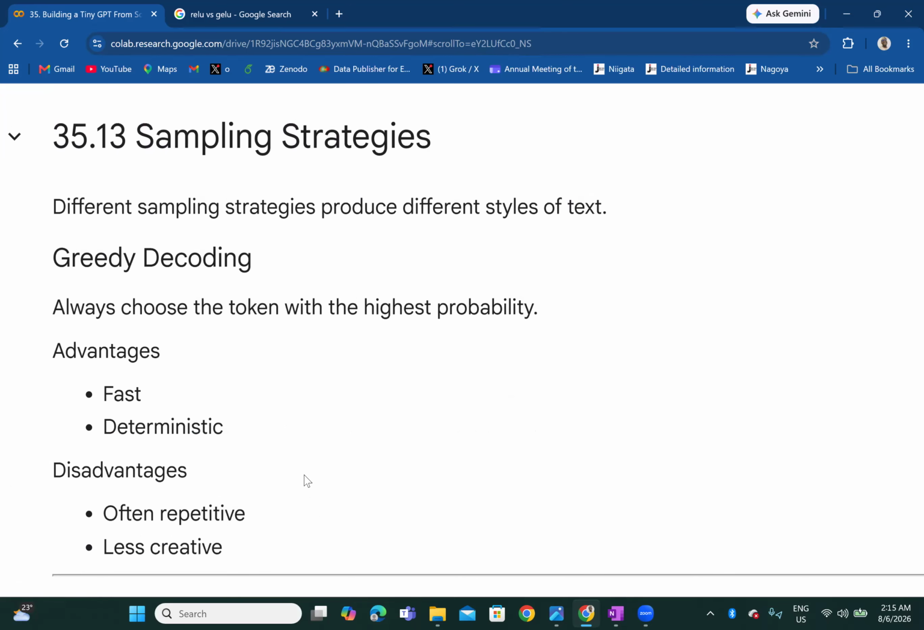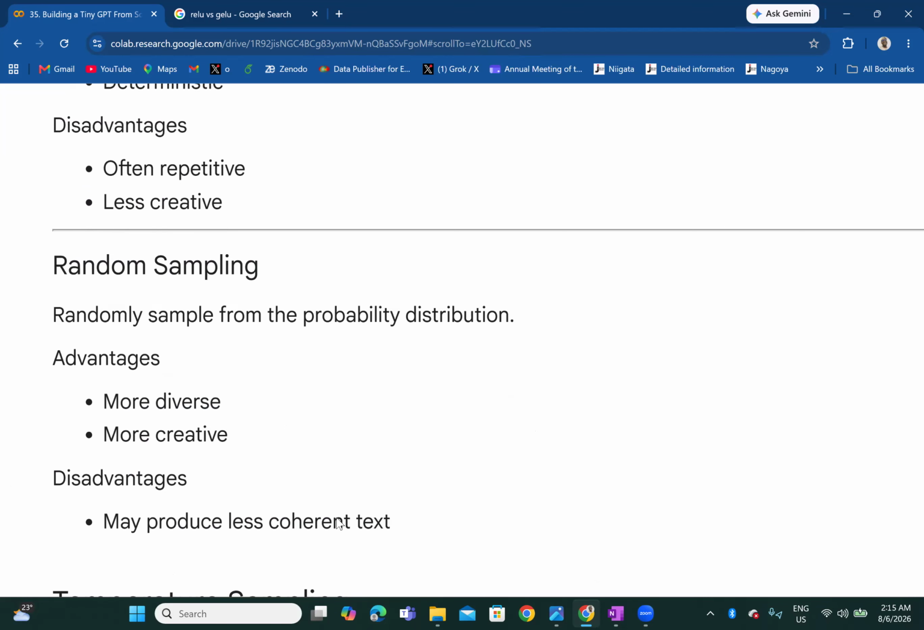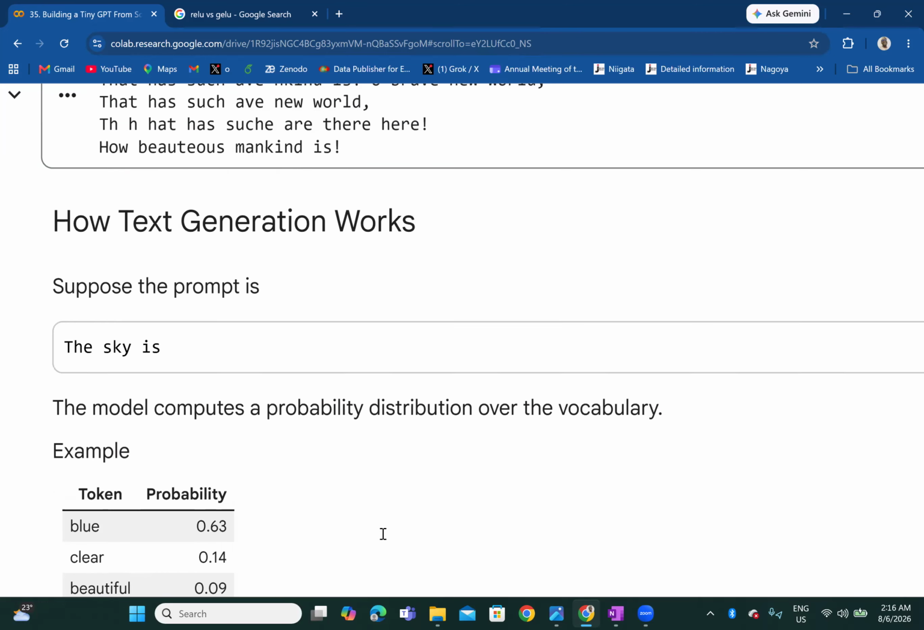And then we have sampling strategies. So different sampling strategies produce different styles of text. So you have greedy decoding, of course, that's what I've been talking about all along. So always choose the token with the highest probability. The advantage is that it is fast and deterministic, but the disadvantage is it is often repetitive and less creative. So that's where the idea of temperature comes in at some point if you want creativity. For random sampling, you randomly sample from the probability distribution. The advantage is this is more diverse and more creative. The disadvantage is it may produce less coherent text. And that's why you can see some of the text generated here, they don't really make sense.